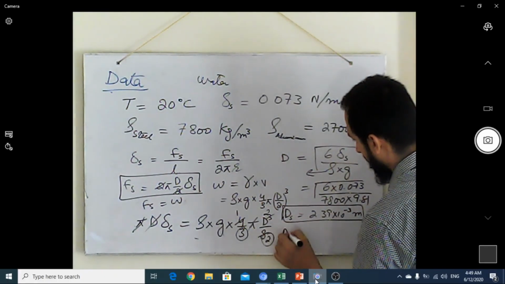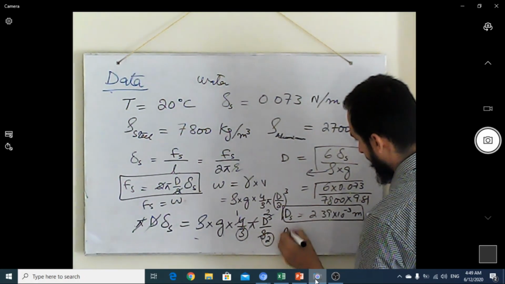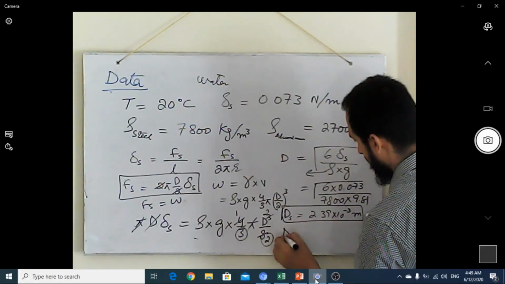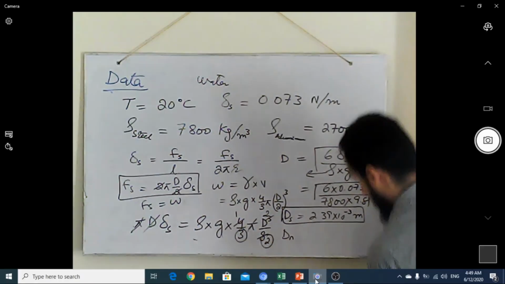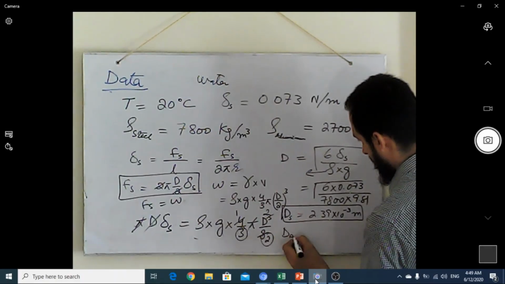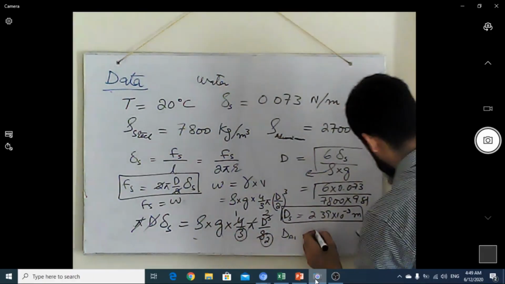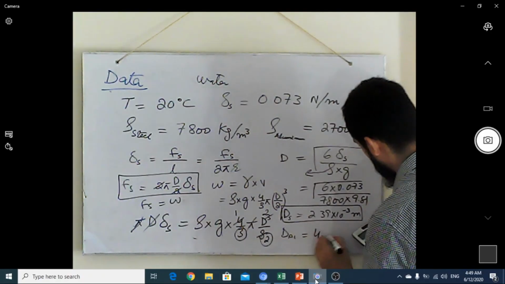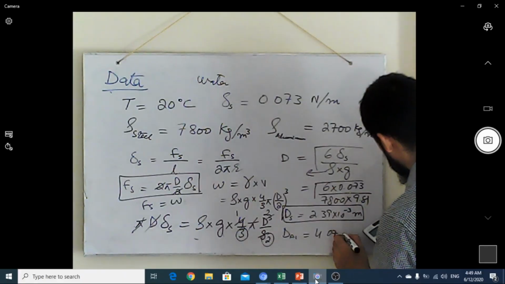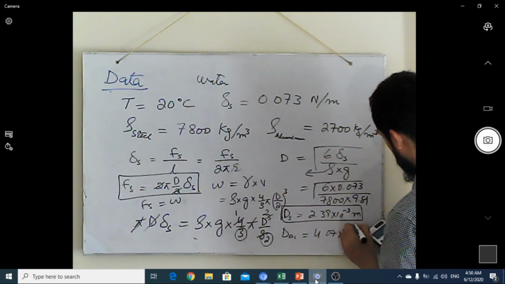And similarly for the aluminium ball, you just change the density of the ball, which now becomes 2700, and we will get the respective result, which is 4.07 into 10 to the power minus 3 meters.